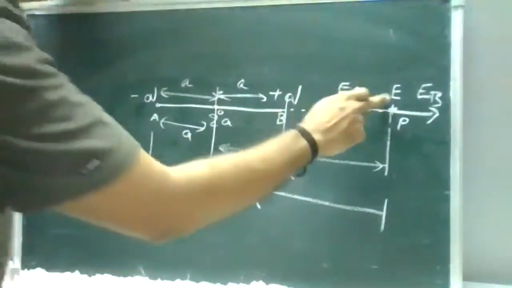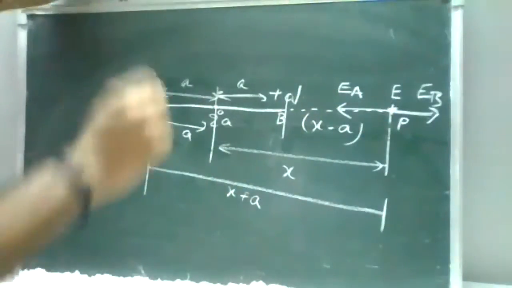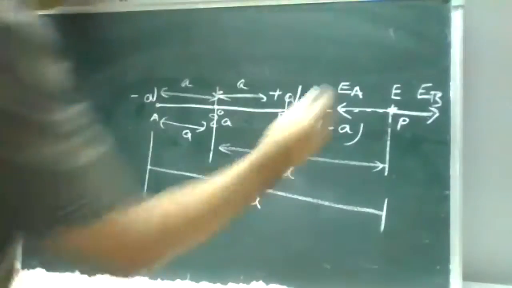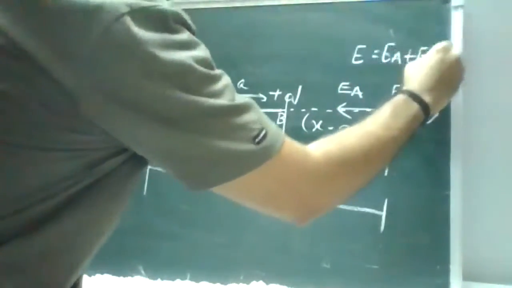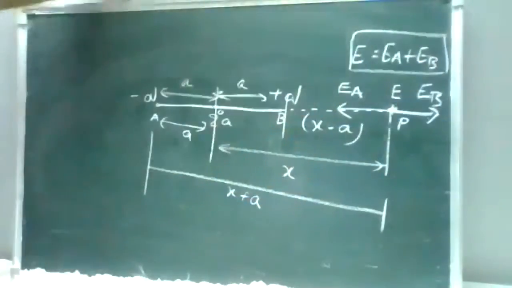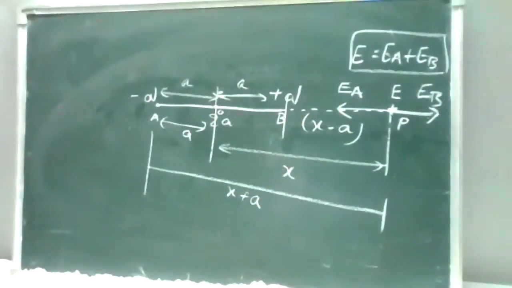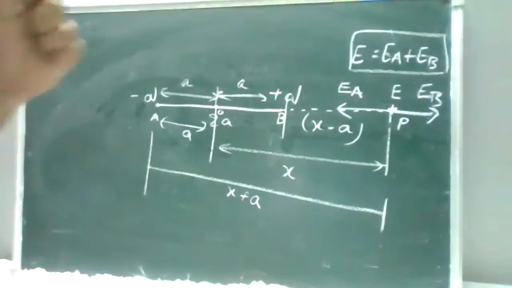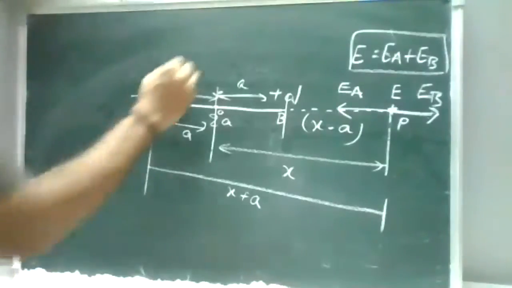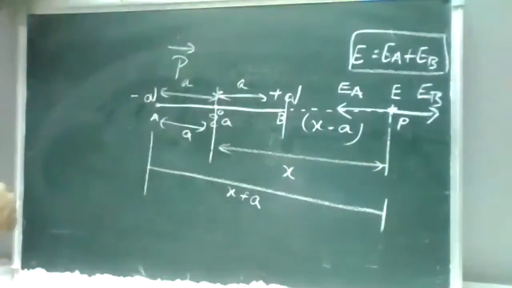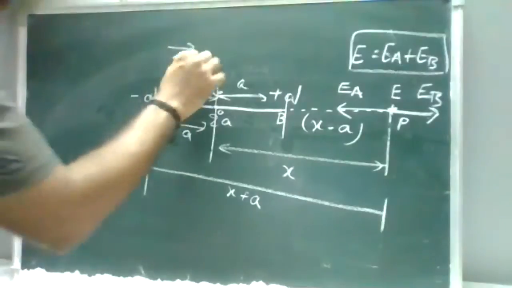So we are going to find the electric field E at the point P. Look carefully: I have to state the additive property. Electric field E is equal to EA plus EB, always based on the superposition principle. But when you're discussing the directions, it is very important. We already discussed that the dipole moment direction is always from negative towards positive.